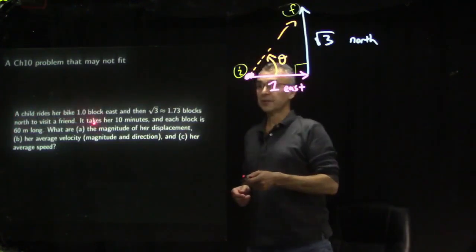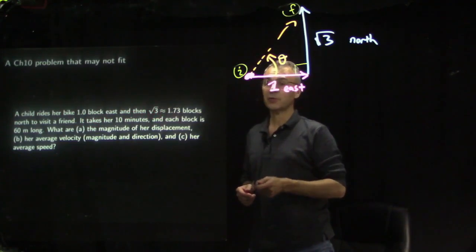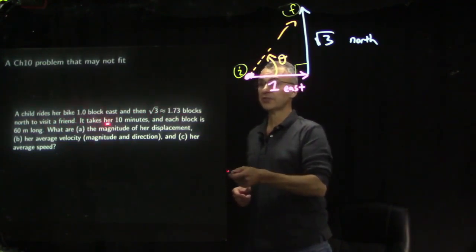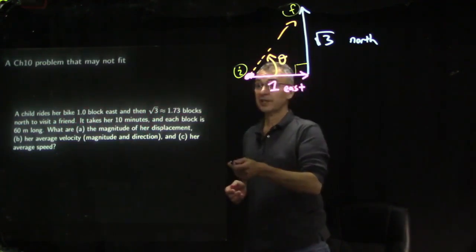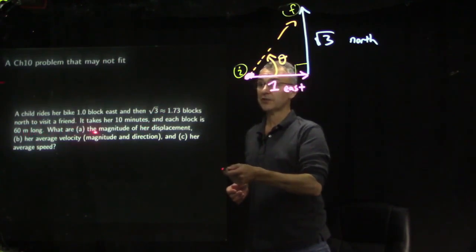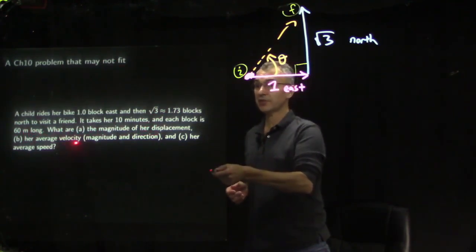A child rides her bike 1 block east and then square root of 3, which is about 1.73 blocks north, to visit a friend. It takes her 10 minutes, which is 600 seconds, and each block is 60 meters long. What are the magnitude of her displacement, her average velocity, written as magnitude and direction, and her average speed?